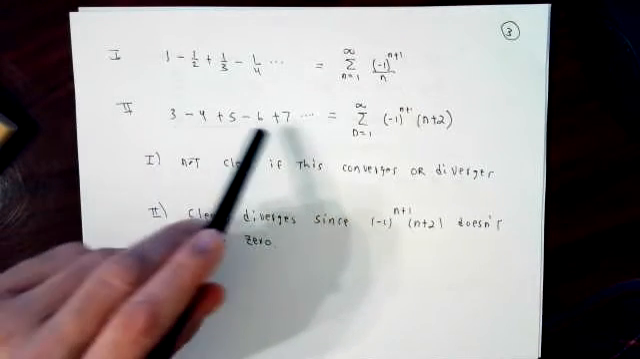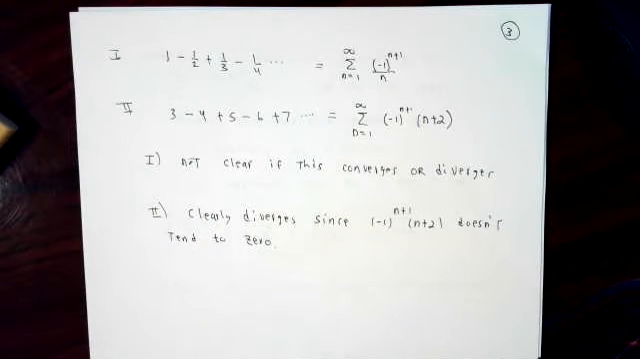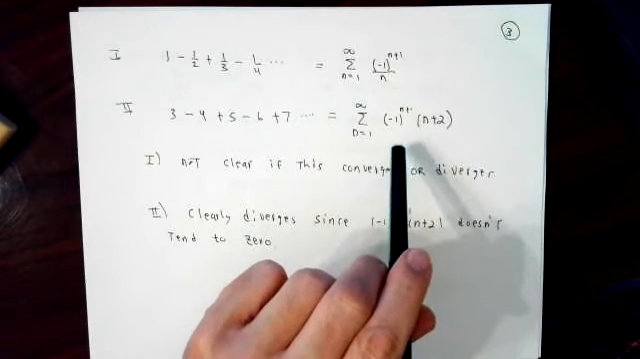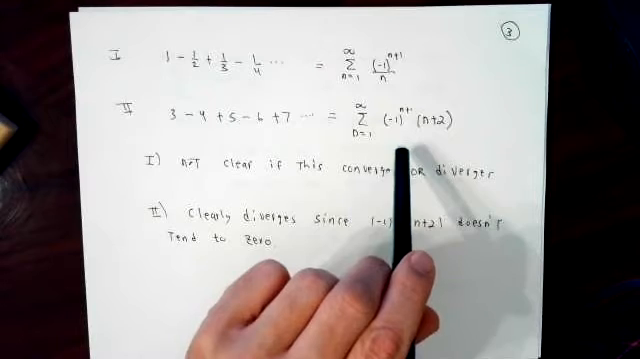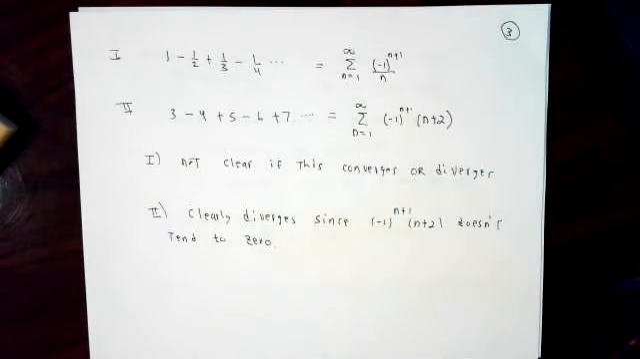The second one is also an alternating series: 3 minus 4 plus 5 minus 6 plus 7. This is the sum n equal 1 to infinity, negative 1 to the n plus 1 power, multiplied by the number n plus 2. The second one clearly does not converge because any convergent series has to have terms that tend to 0, and negative 1 to the n plus 1 times n plus 2 doesn't tend to 0 as n tends to infinity.